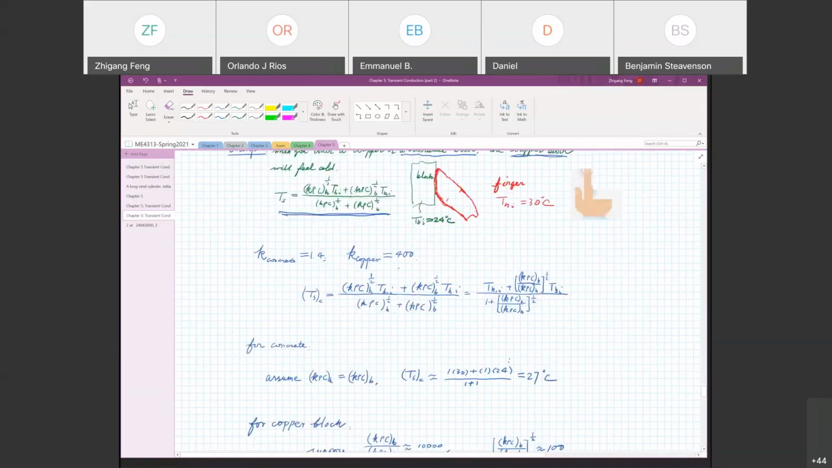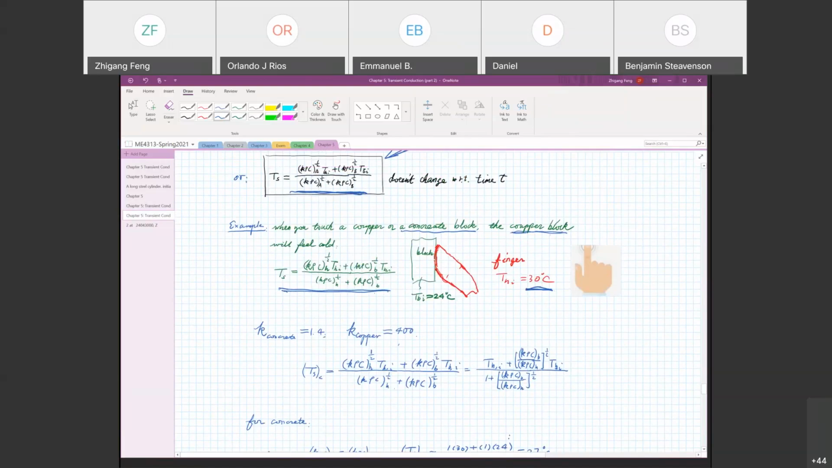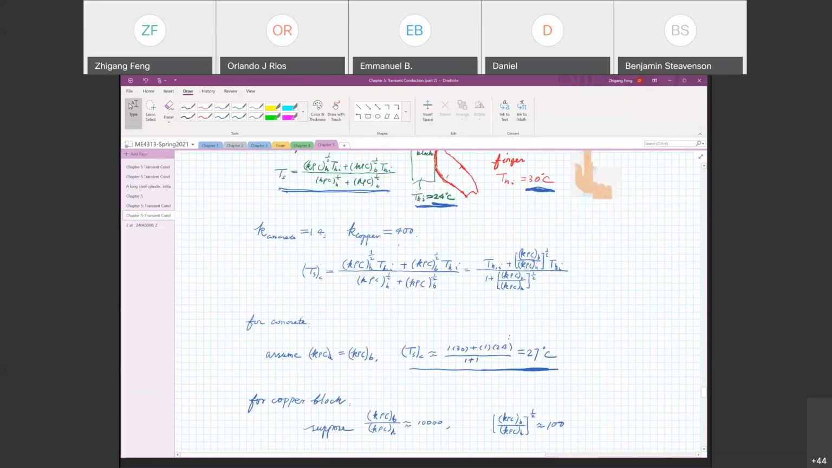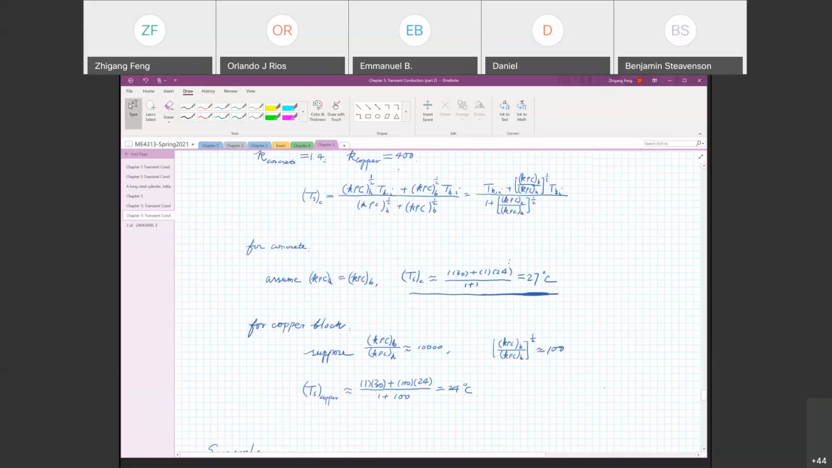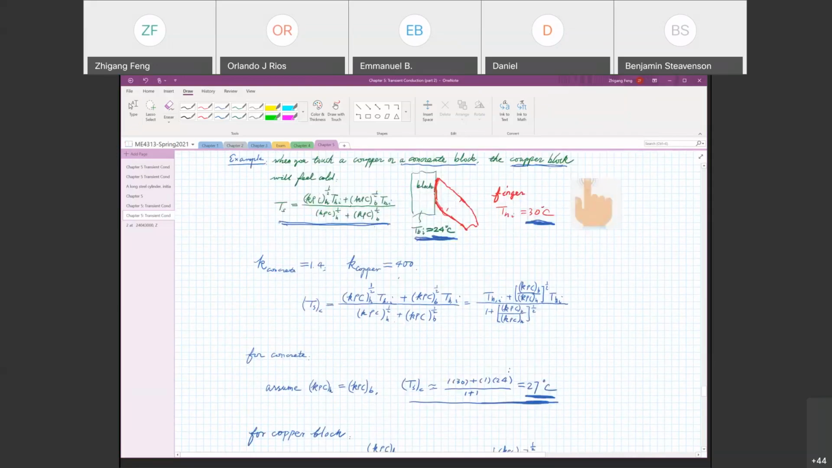And I did the calculation, and for the concrete block, I found that the interface temperature is 27. Here, the assumption is my finger has a temperature of 30 Celsius. The block, whether it's concrete or copper, the initial temperature is 24. Okay, so the interface temperature has to be between 24 and 30, depending on what type of block. If it's a concrete block, I found the interface temperature to be 27. If it's a copper block, the interface temperature is very close to the solid temperature, 24.